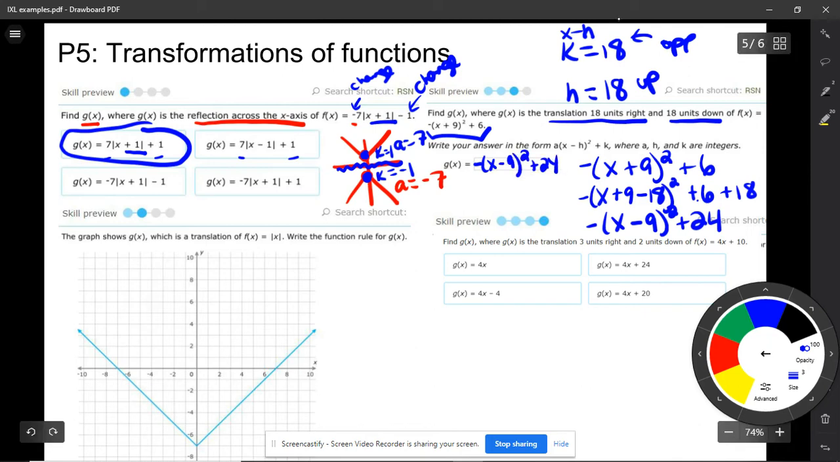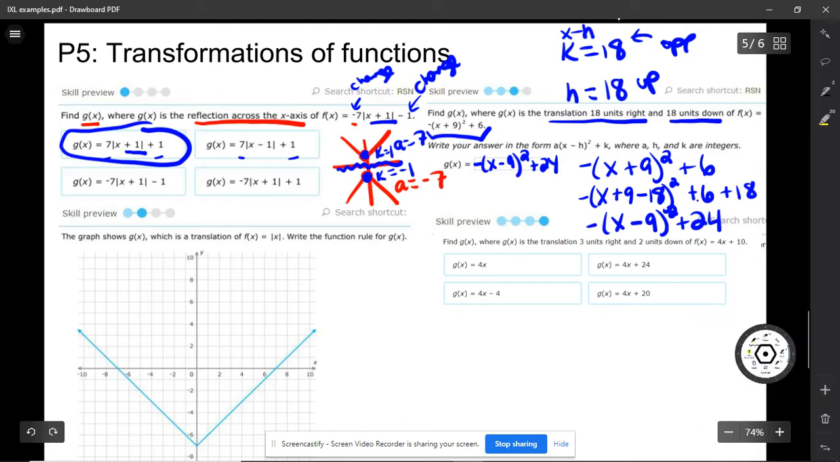All right. So remember, it's important that if you have an h value that is going right 18 units, please remember you are using the opposite sign because the formula is x minus h.